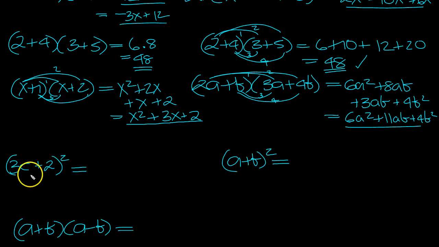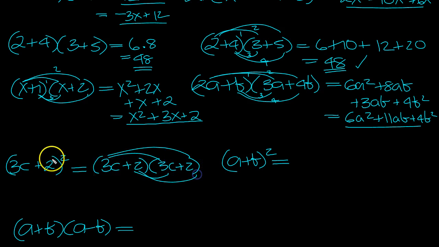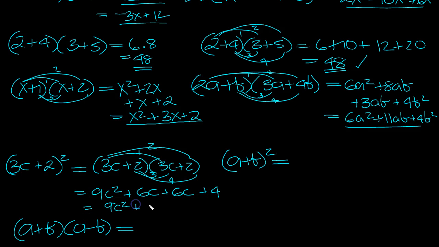So this is something squared, 3c plus 2 squared, which you can write as 3c plus 2 times 3c plus 2. Now we can draw our 4 lines, because that's what the something squared means. 1, 2, 3, 4. So the first one, 3 times 3 is 9c squared. Second one, 2 times 3c is 6c. Third one, 2 times 3c, another 6c. And then the last line, 2 times 2 is 4. So that's equal to 9c squared plus 12c plus 4.